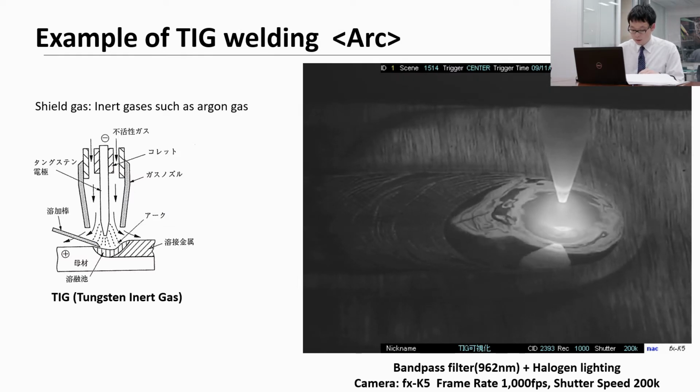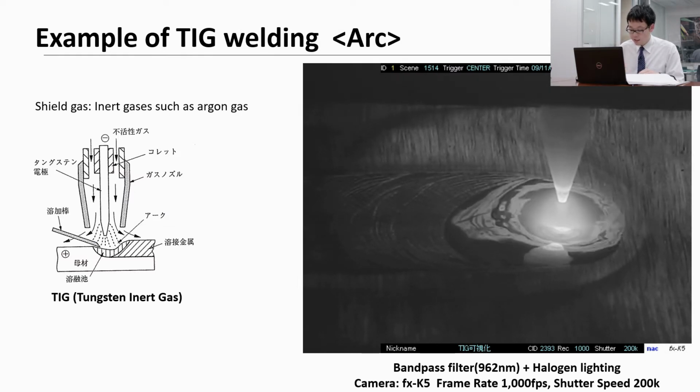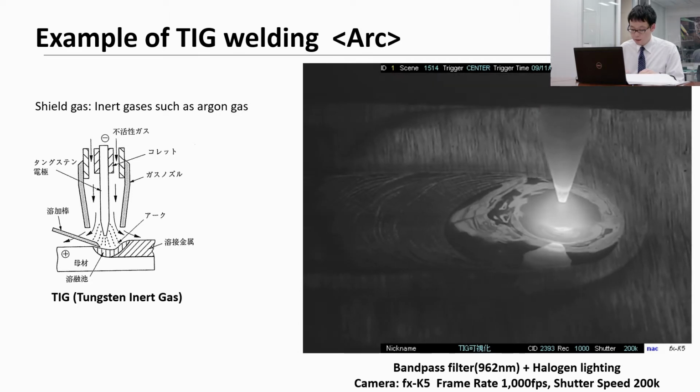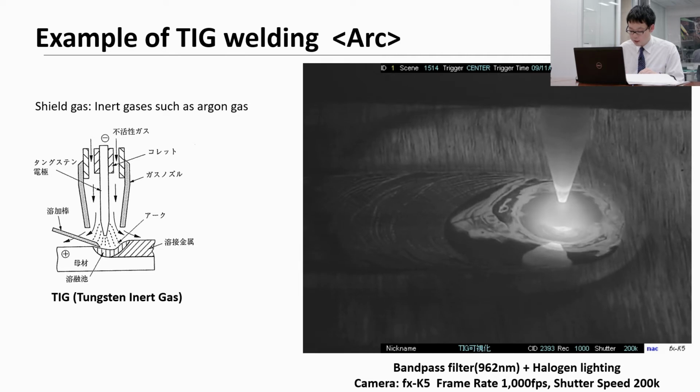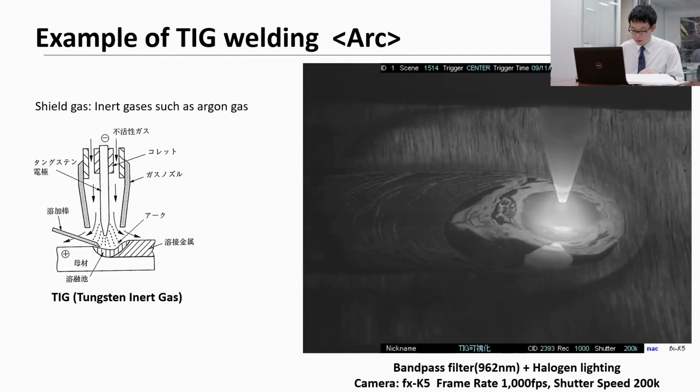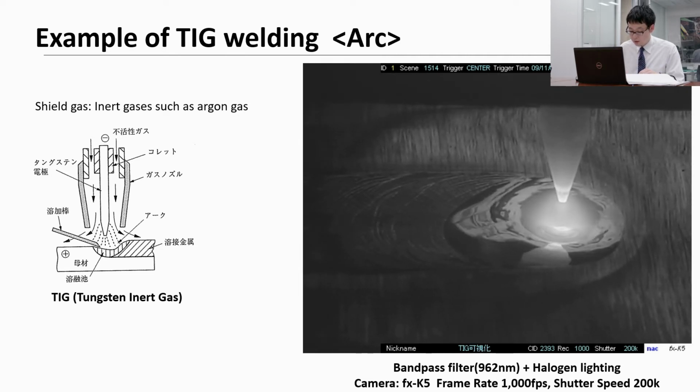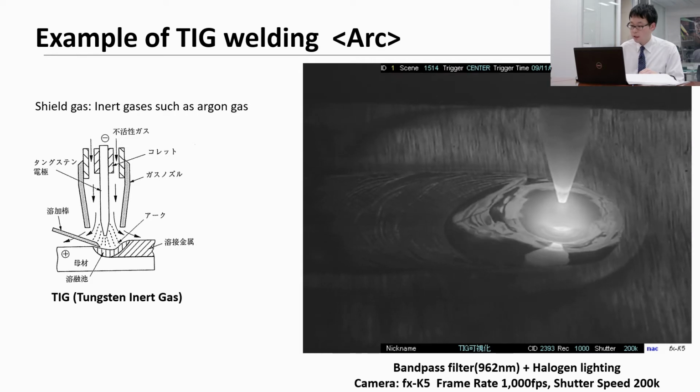About TIG welding. TIG means tungsten inert gas. TIG welding has the advantage of less spatter and is suitable for precise welding. But this welding has the disadvantage of slow welding speed and low power.